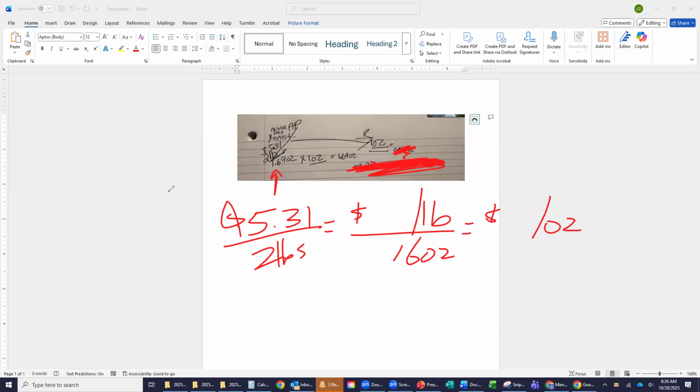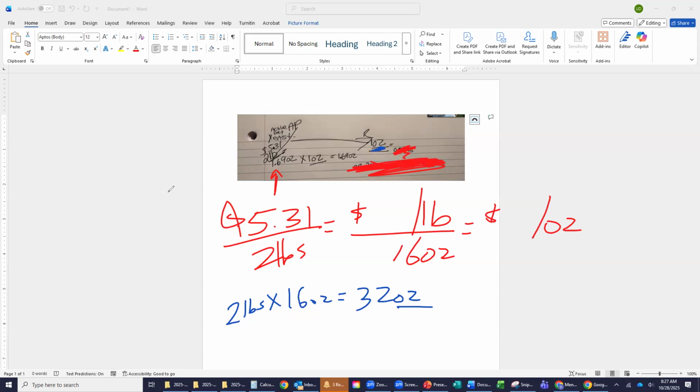Okay. So what I would recommend is try to avoid doing that. And so from the beginning, if I know that my cost is per ounce, then I'm going to take this 2 pounds and I'm going to multiply by 16 ounces. And that's going to equal 32 ounces. Okay. So now my units automatically match.